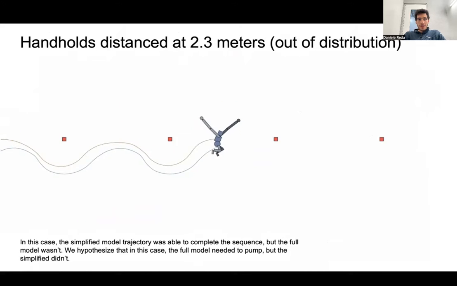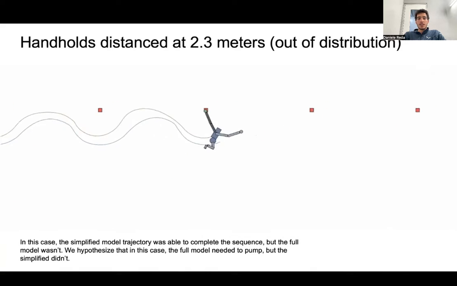This sequence instead has handholds equally distanced at 2.3 meters, which is over the limit seen during training. In this sequence, the full model fails, although the simplified model works.